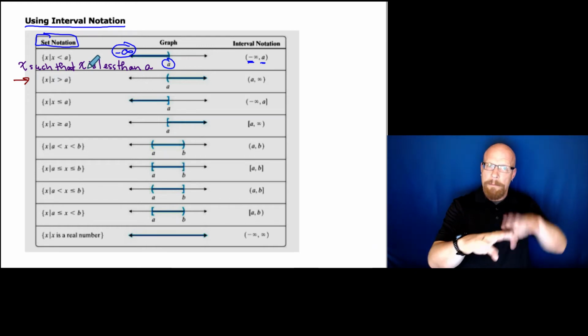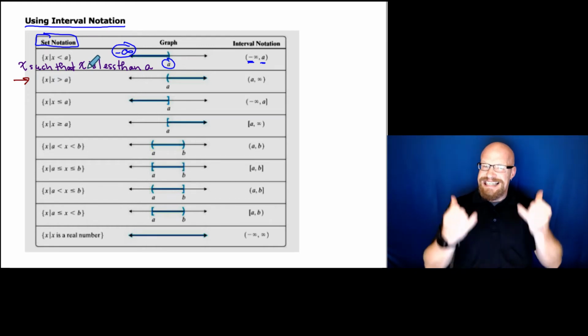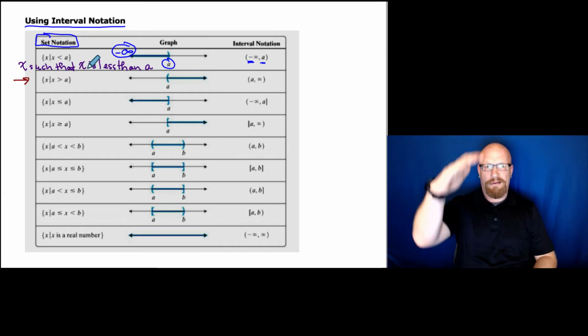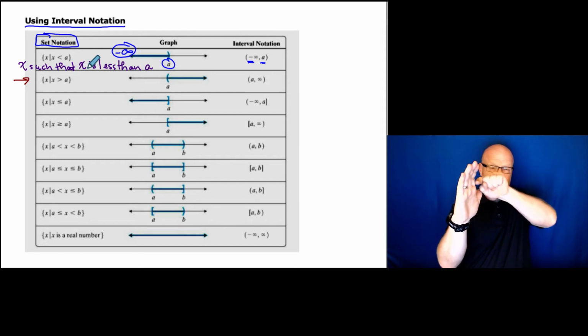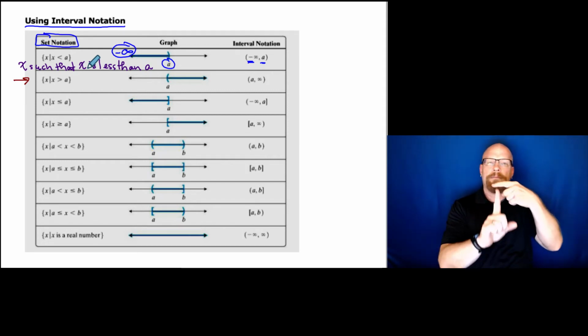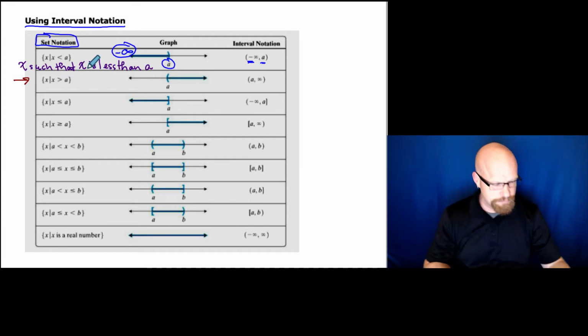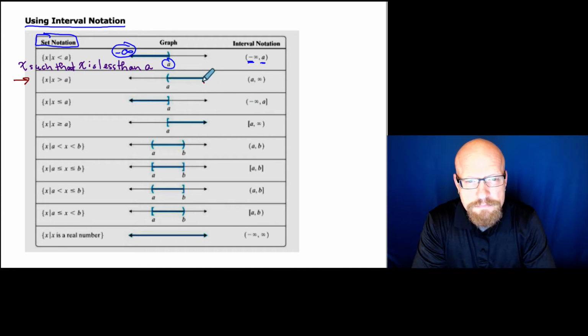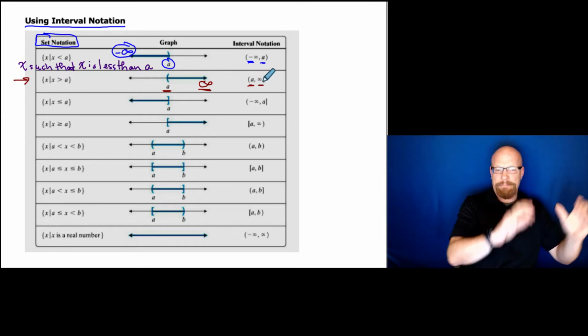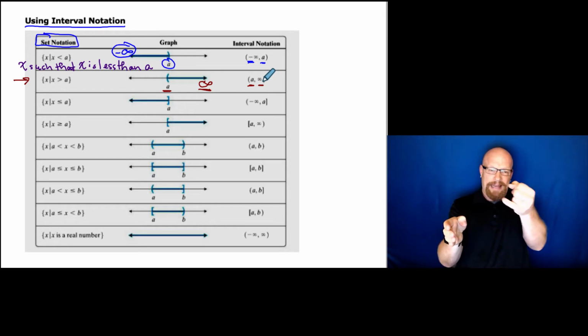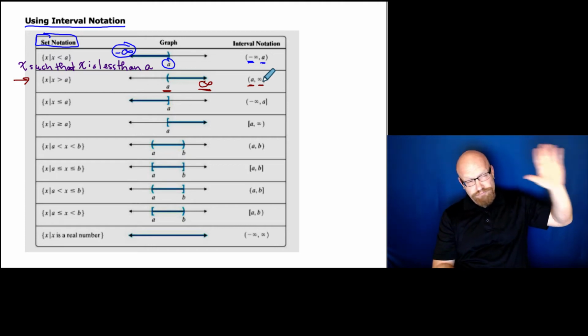Now we have x, where x is greater than a. Still not including a. So we should expect to see a parentheses, not a square bracket, from a up to positive infinity or just infinity. So we follow the same order again. Our graph leads us to the correct interval notation. So parentheses a to infinity.